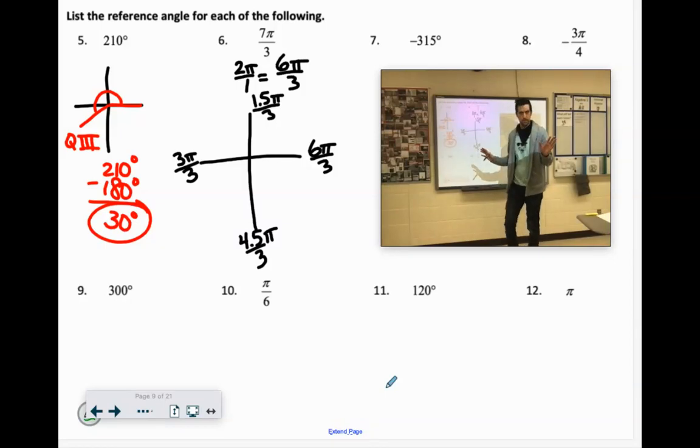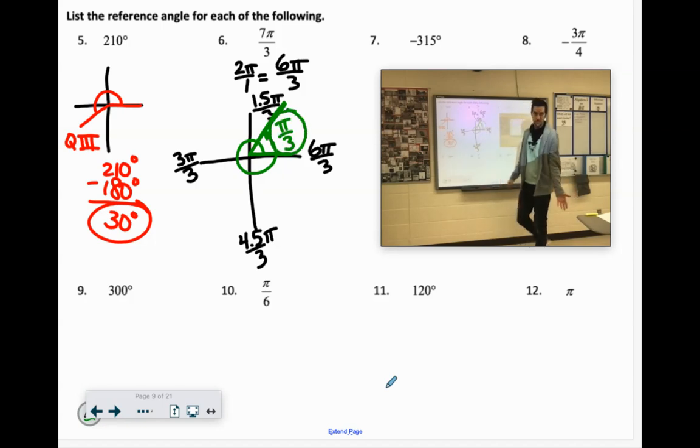As I was saying, it's going to be beyond a full rotation. So 1 full rotation would be 6 pi over 3. We need to go to 7 pi over 3. So that would be like there. Now, how much further did we go? We went to 7 pi over 3. 1 full circle was 6 pi over 3. So we went an additional pi over 3. That would be our reference angle here.